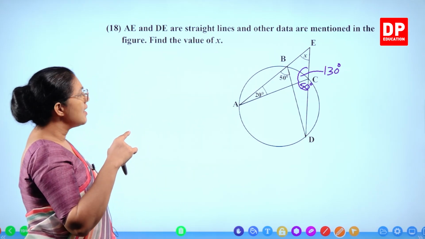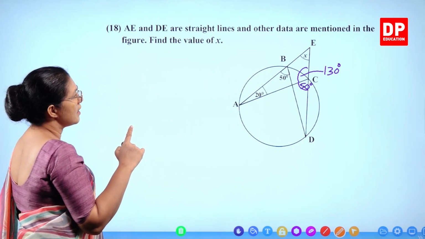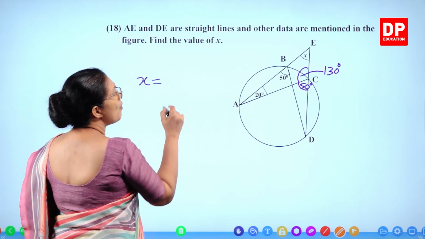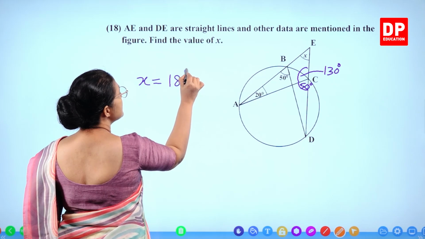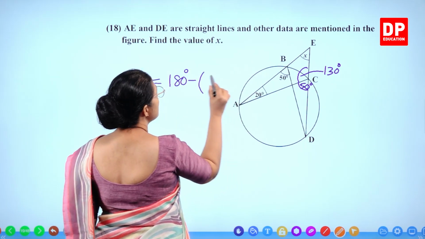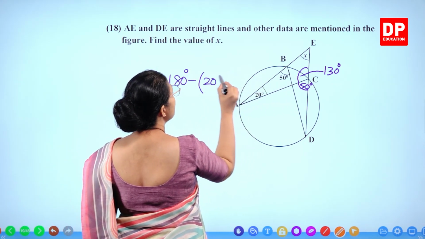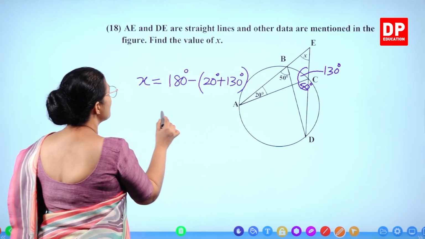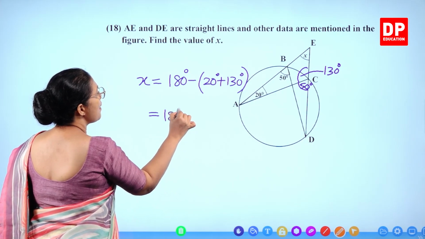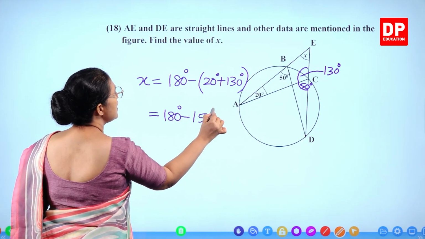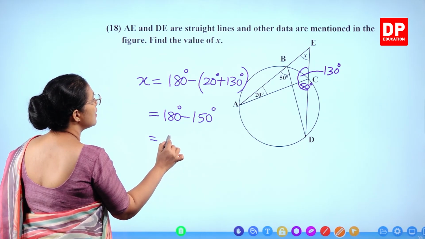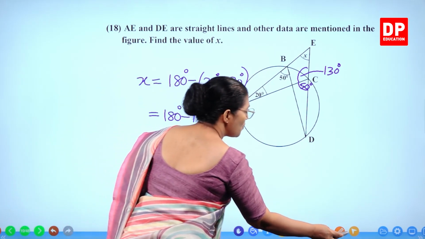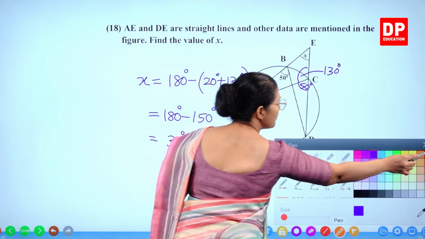Now we can see the ACE triangle. X is equal to the sum of angles in a triangle, 180 minus 20 and 130. So 180 minus 150, you get 30 degrees. So 2 marks for that question.